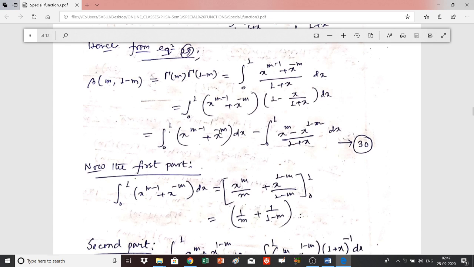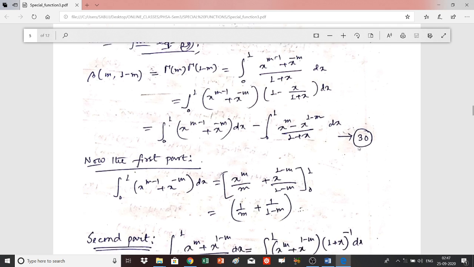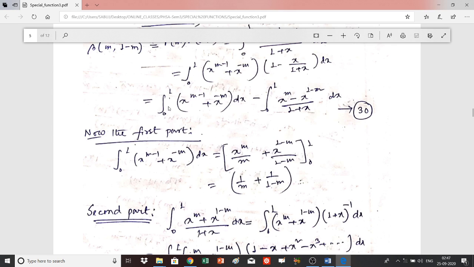So from here, 0 to 1 x to the n minus 1 plus x to the minus m dx, just split or separate this integral into two parts. The first one is this, and the second one is 0 to 1 x to the power m minus x to the power minus m by 1 plus x. This is equation 30.